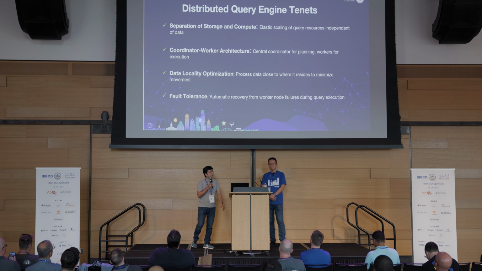The third one is data locality optimization, which means it can query the data close to the source so that you don't have to migrate it, minimizing the movement of data. And think about it, in a cloud environment, if you're migrating data, it can incur significant cost. So that's a big feature of query engines. And last but not least is fault tolerance. We'll go into the architecture and see how fault tolerance is built into it. It can recover pretty quickly from worker node failures.